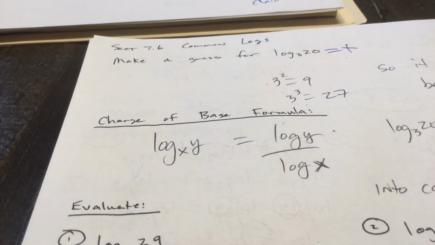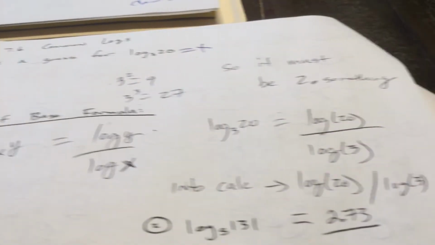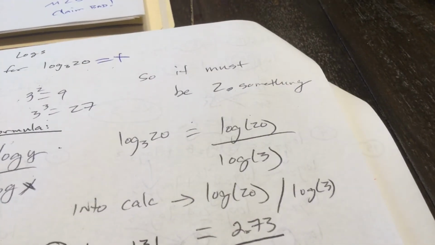Well, write this down. This is the change of base formula. You can find all of them even if you don't have a special calculator. Log base x of y is simply log of y over log of x, or natural log y over natural log x. So log base 3 of 20 would simply be log of 20 divided by log of 3.